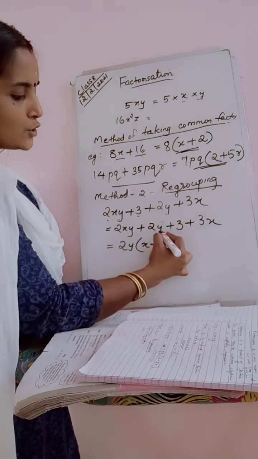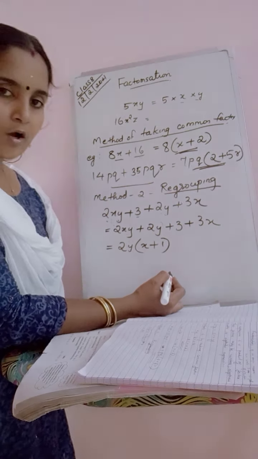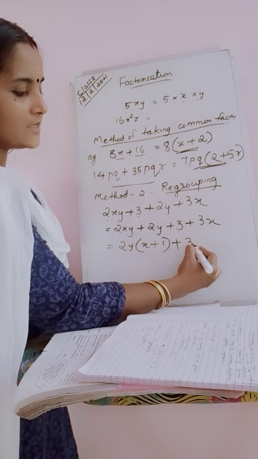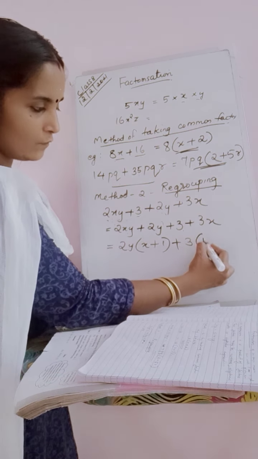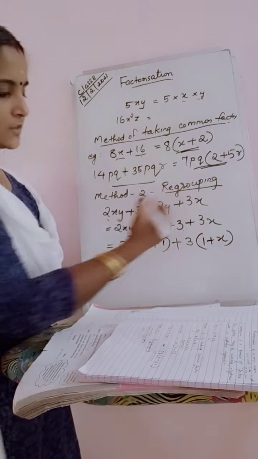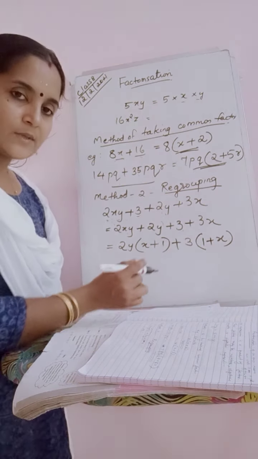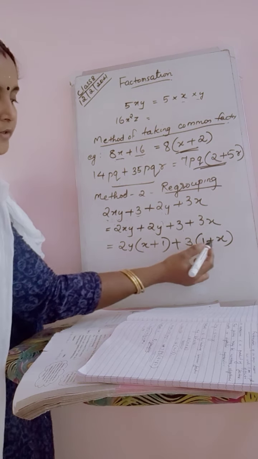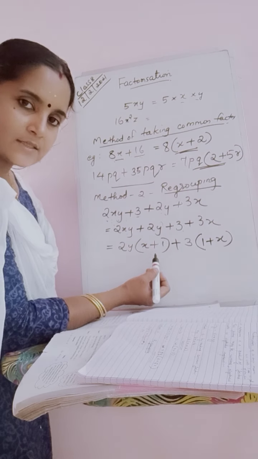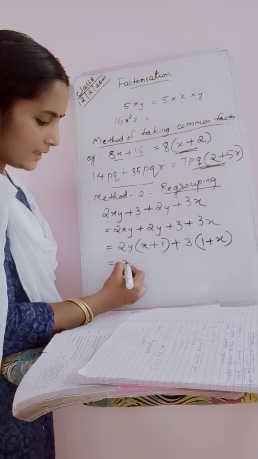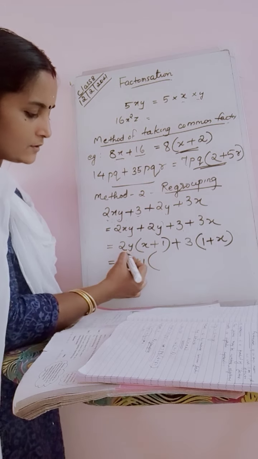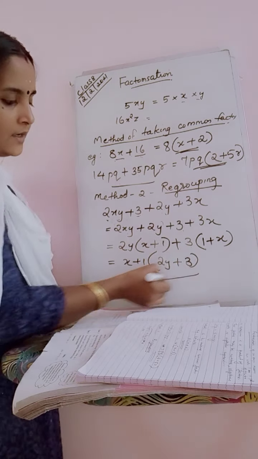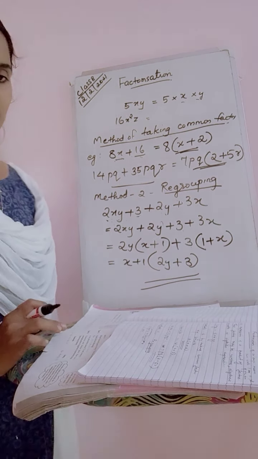So x plus 2y common, then no numbers, so we write it as 1 plus, then 3 plus 3x, 3 is common. So 1 plus x. Okay, x plus 1 and 1 plus x have the same meaning. In the next step, we take this as a common factor because we know that x plus 1 and 1 plus x are the same. So we take that x plus 1 outside, then 2y, then you put this sign plus 3. In this way, we regroup the terms.